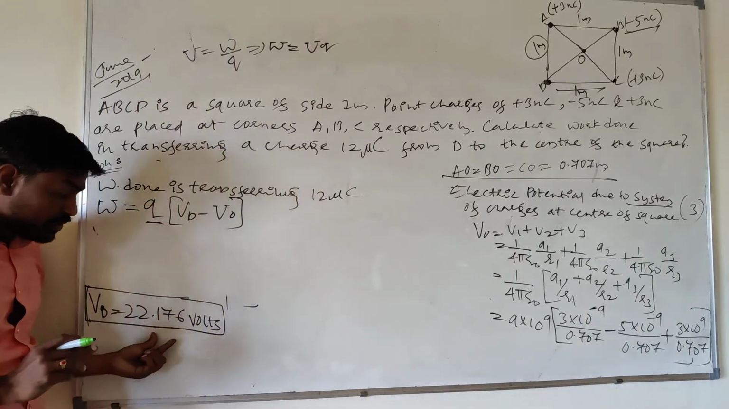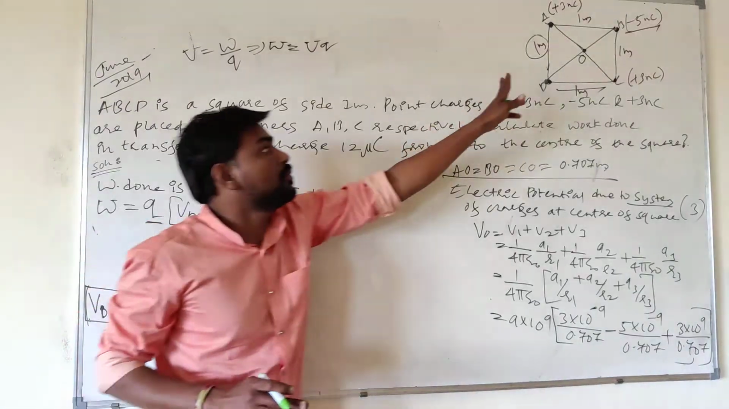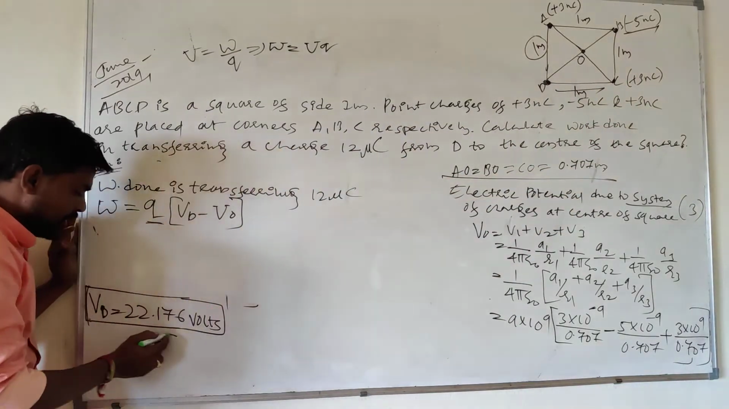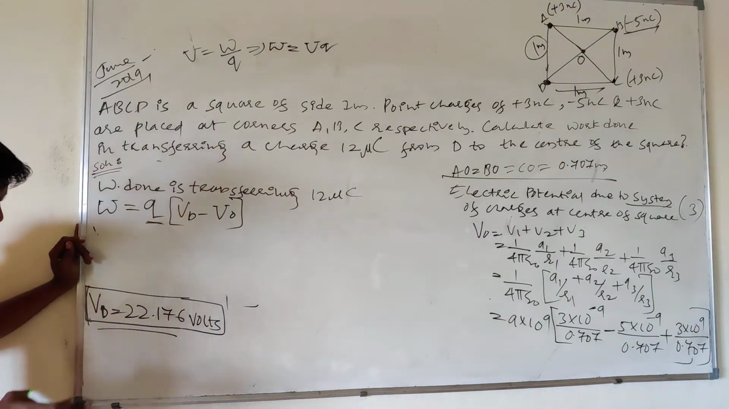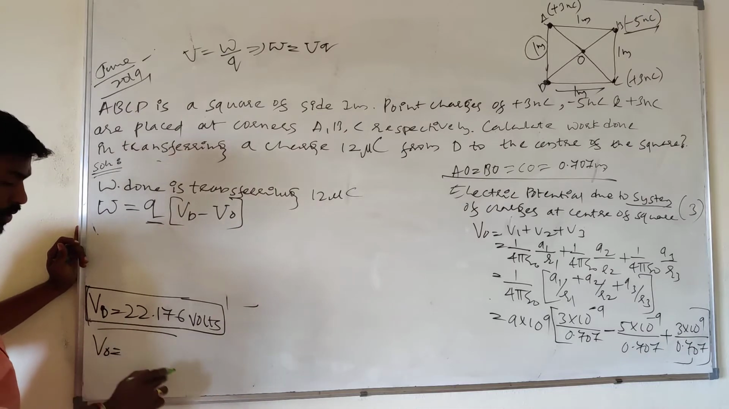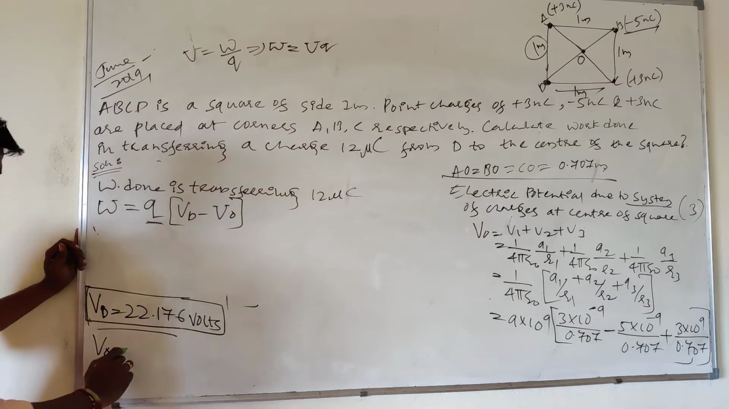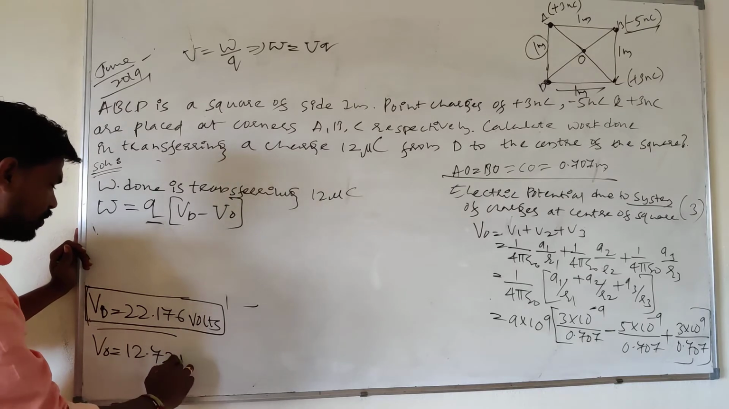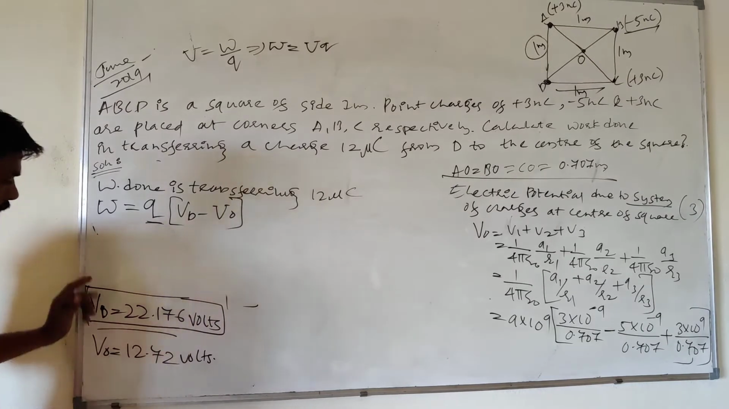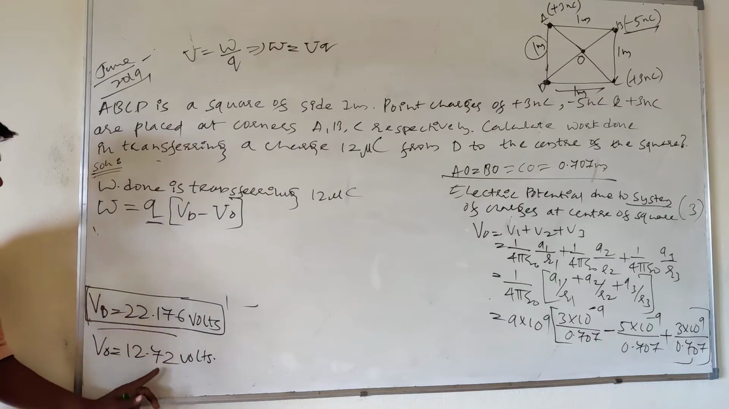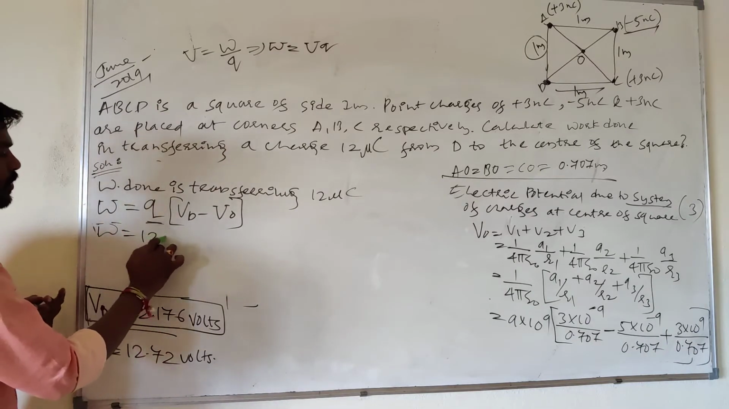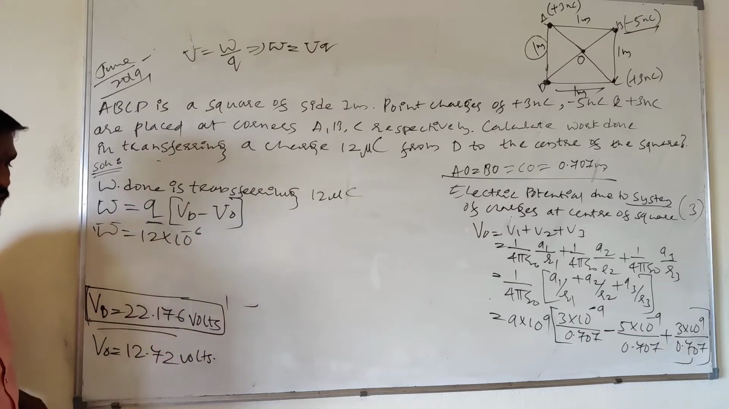Now we are going to take the difference from here to here. Here to here means which one is bigger? So what is our VO? 12.72 volts. So right, from here to here. So then work done is equal to how much is our Q? 12 into 10 raised to minus 6.